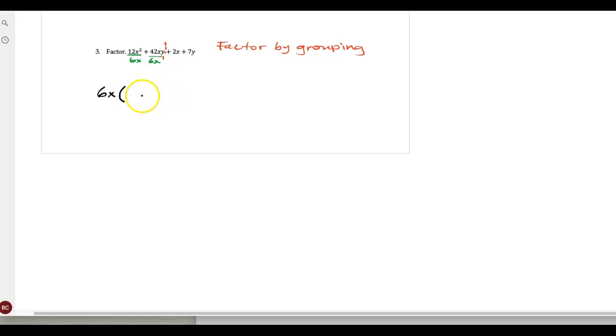And we put those leftovers in the parentheses here. So if it helps you to write it down like this, showing that when you're factoring, you're dividing, then do that. It might be helpful. So 12 divided by 6 is 2. X squared divided by x is x. All right, so my leftovers here after I divide 6x out of that first term is 2x.